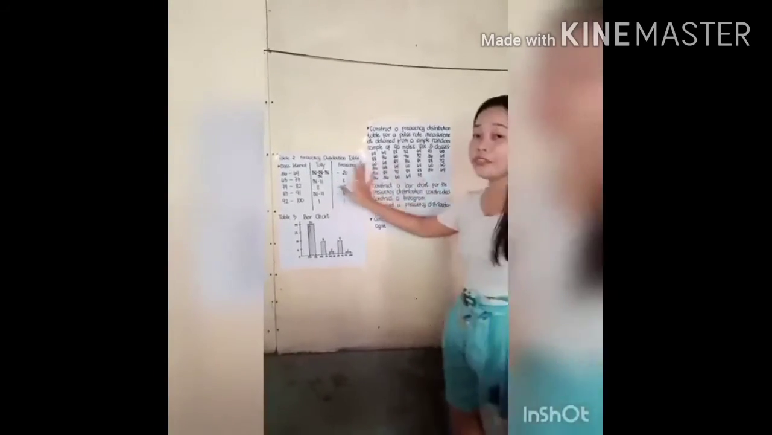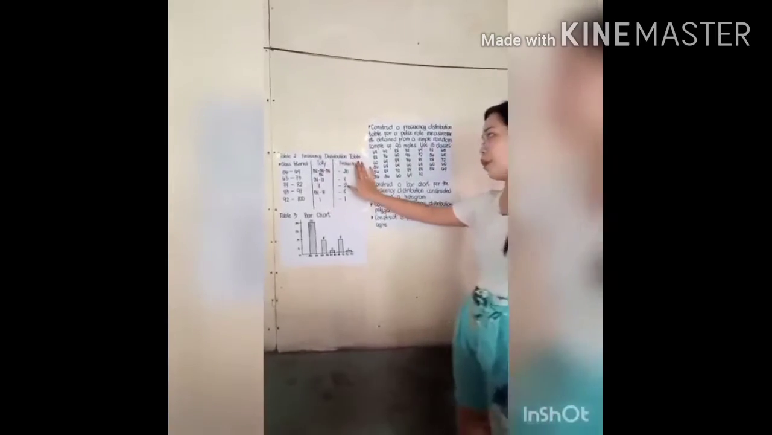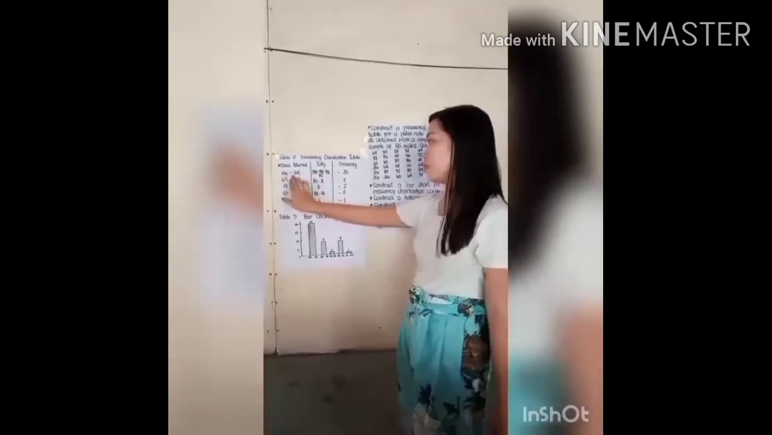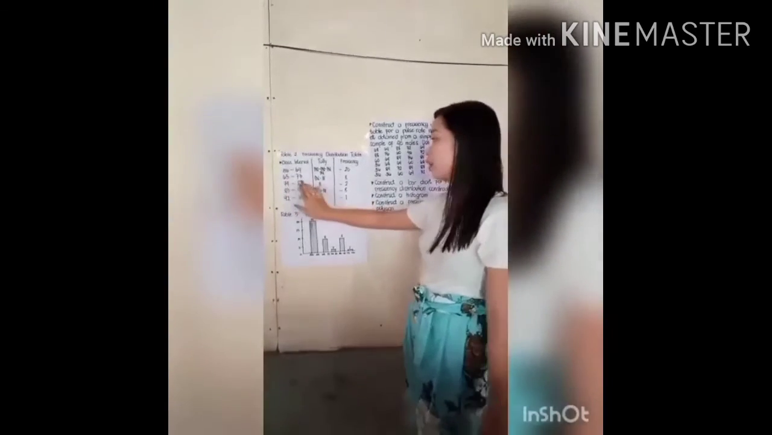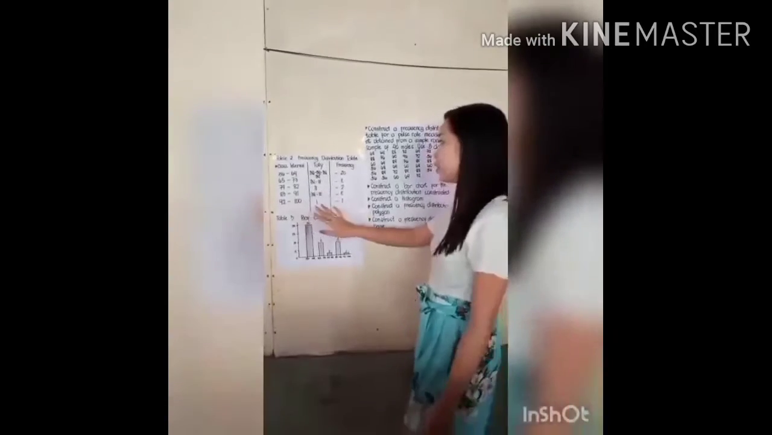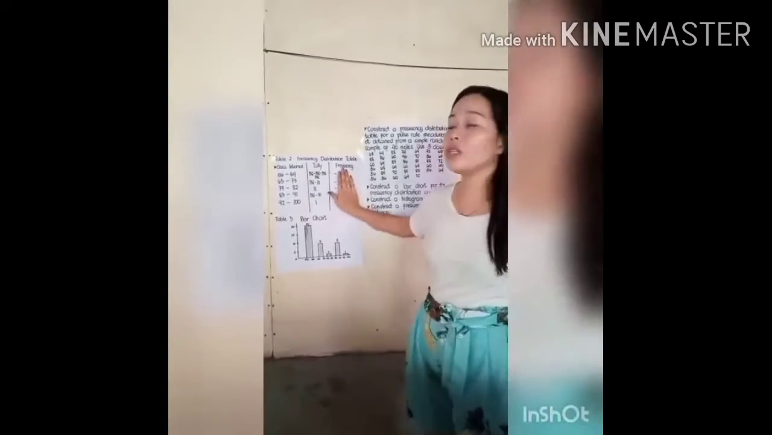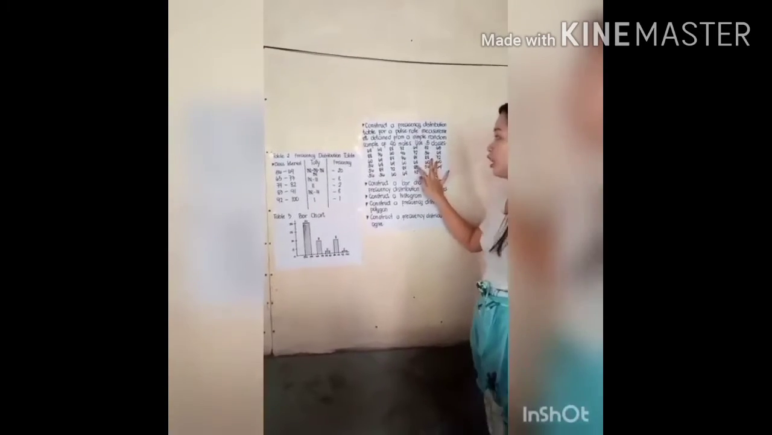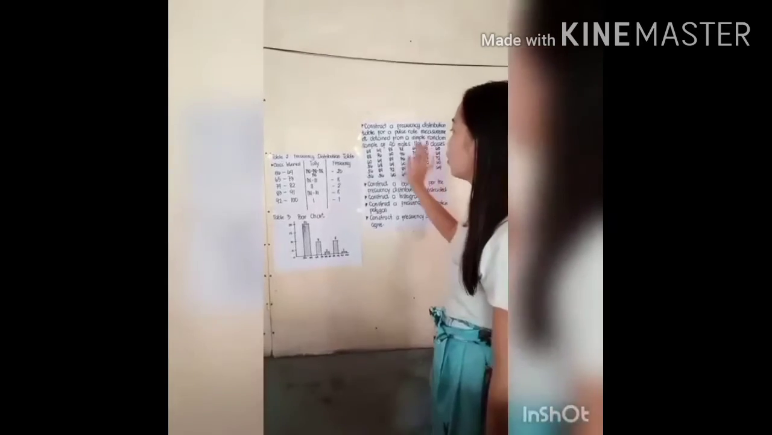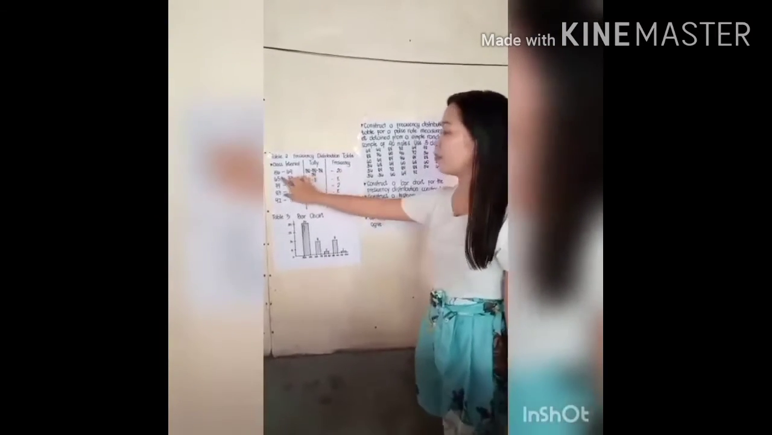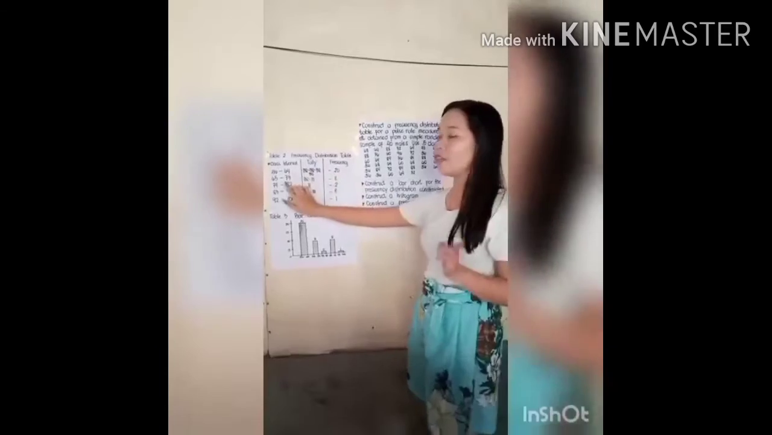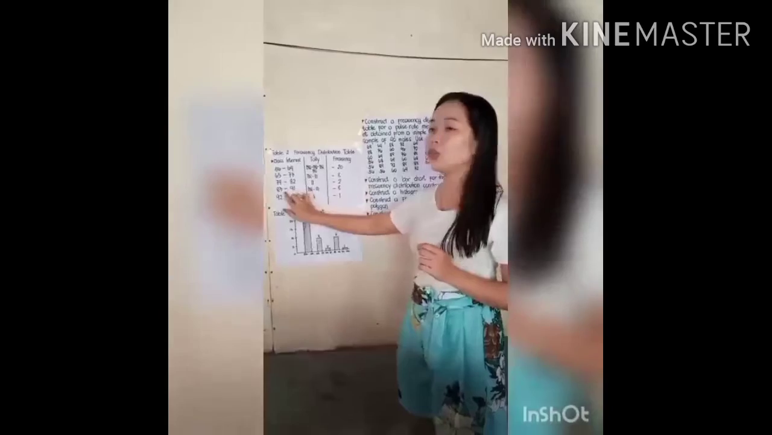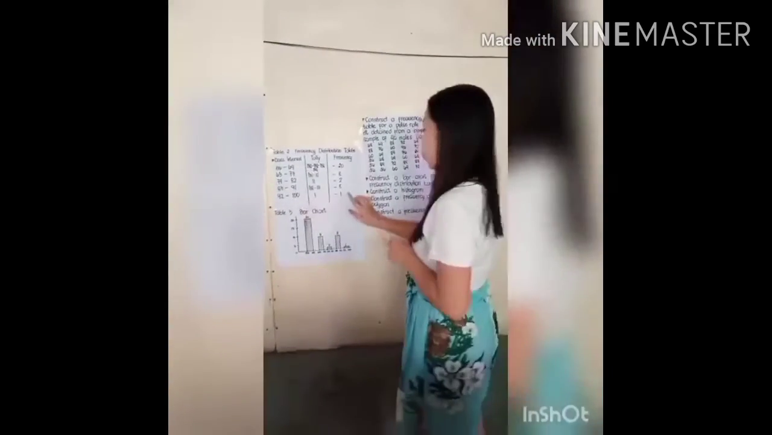So, we have here a frequency distribution table. We have the class interval and the frequency. Our class intervals are 56 to 64, 65 to 73, 74 to 82, 83 to 91, 92 to 100. Before we come up with the frequency, we need to tally first the class intervals according to our figure here. So, for 56 to 64, we have a frequency of 20, 65 to 73, we have the frequency of 8, 74 to 82, we have the frequency of 2, 83 to 91, we have the frequency of 8, and 92 to 100, we have the frequency of 1.